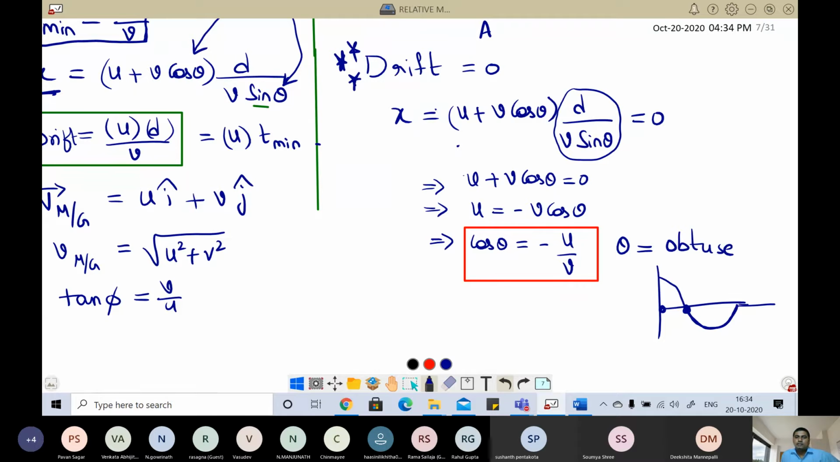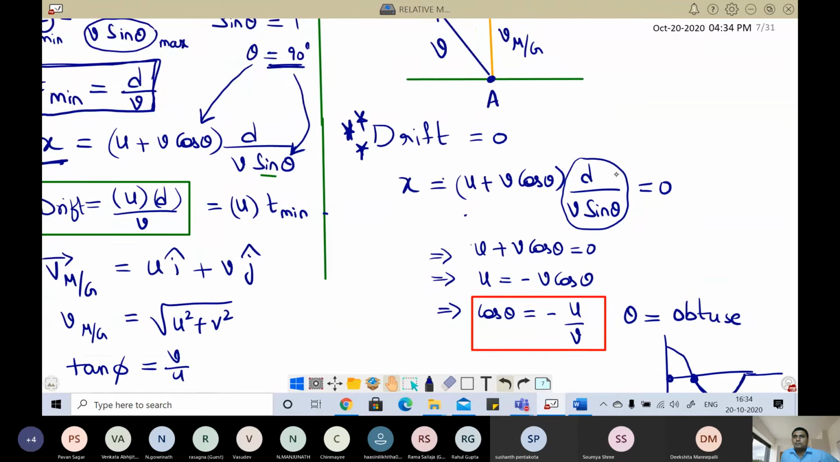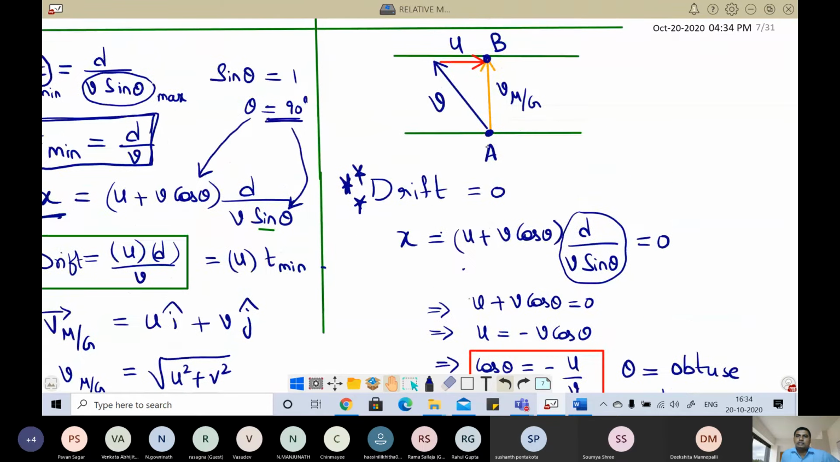So that's why you can go back and see this diagram. Now is theta obtuse or not? Theta is the angle we have taken from the river flow here only. So now theta we got as obtuse only. Then only this case will be possible. So theta we got as obtuse.